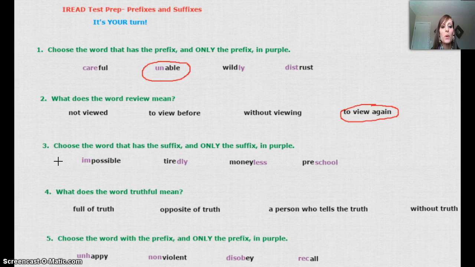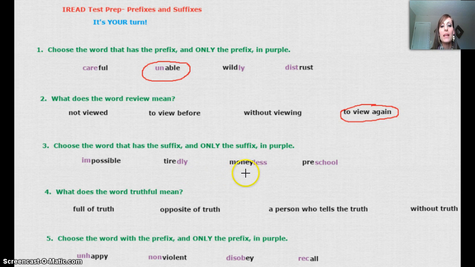Number 3, choose the word that has the suffix and only the suffix in purple. Remember, a suffix comes at the end of a root word. Impossible. The part that's in purple is im. That came in front of my root word, possible. That's a prefix. That's not what I'm looking for. Tiredly. This part has the purple part at the end of a root word, but D-L-Y is in purple. Is dly a suffix? No, ly is a suffix, so make sure you look closely at only the suffix in purple.